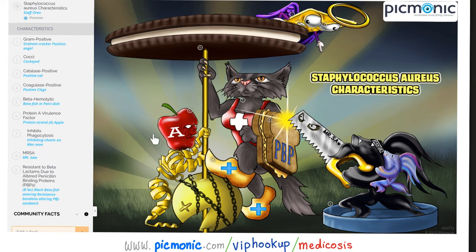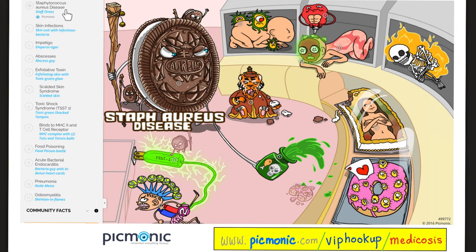Protein A is a virulence factor, which inhibits phagocytosis. Here's a macrophage being inhibited. MRSA is getting more common. MRSA is resistant to many antibiotics. Now let's talk about the diseases caused by staph. Skin infections can happen. Impetigo with honey crusting can happen. Bone infections and osteomyelitis, pneumonia, endocarditis, and don't forget my toxins, which can lead to toxic shock syndrome and Staphylococcus Scalded Skin Syndrome. And don't forget my food poisoning.